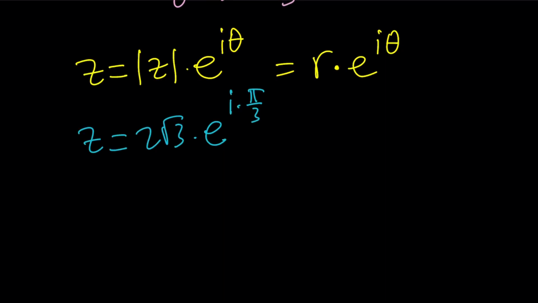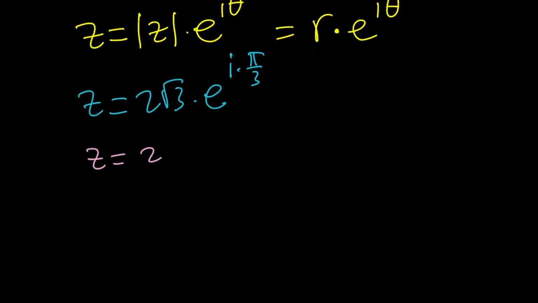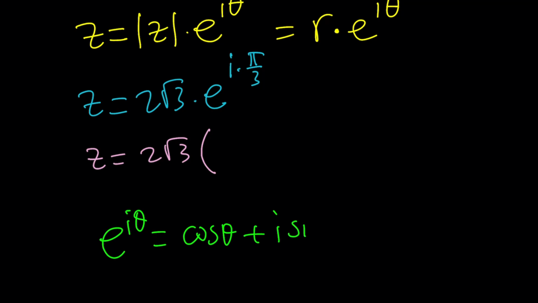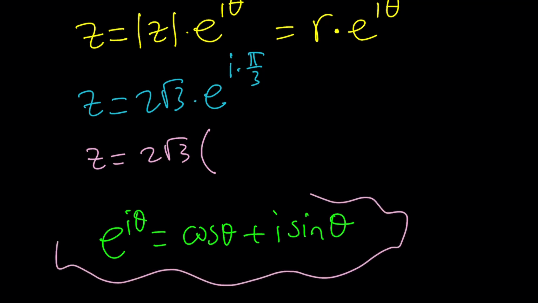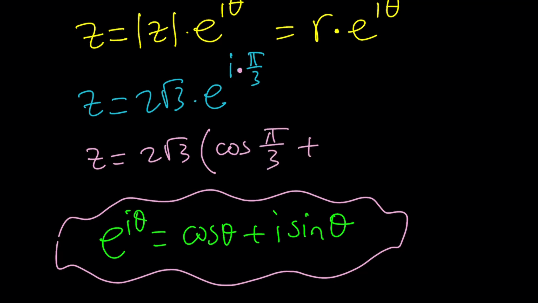But if you really wanted to get numerical, you could go ahead and replace, and this is where Euler's formula is just mind-blowingly amazing. e to the i theta can be written as cosine theta plus i sine theta. Look, just try to imagine how beautiful this formula is. Now let's go ahead and plug it into this. So this means cosine of pi over 3 plus i times sine of pi over 3.